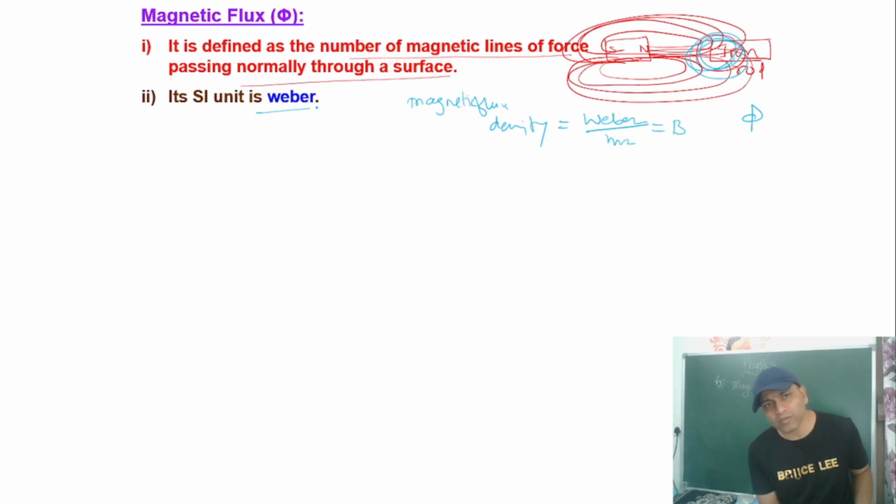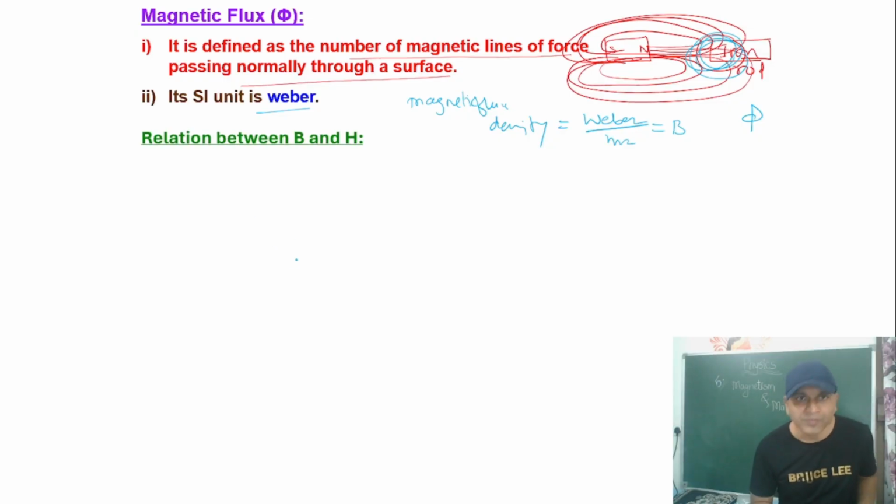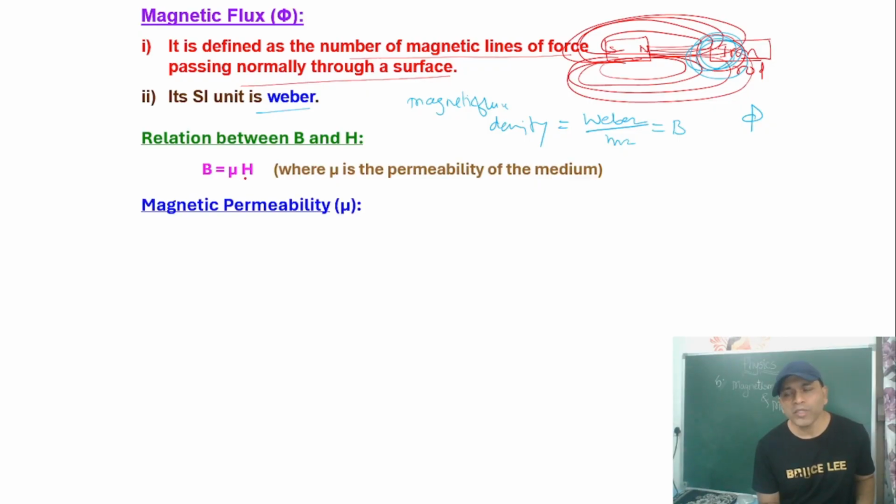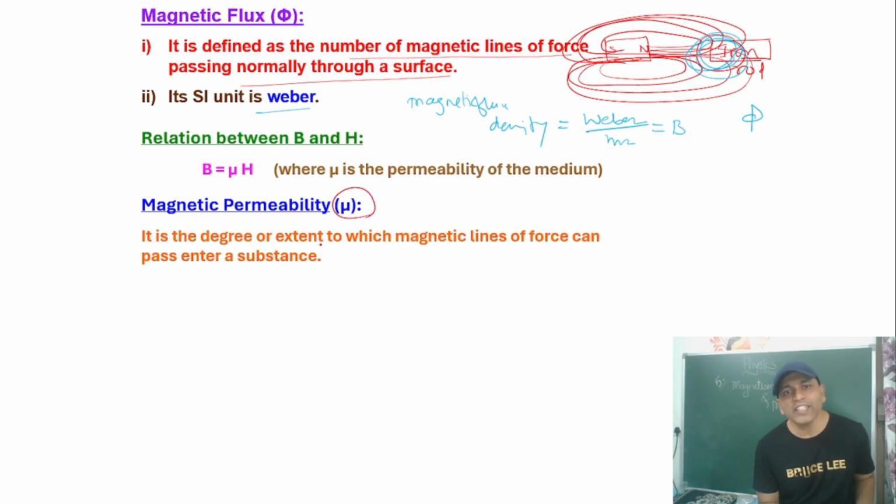Actually they should have mentioned it in reverse, but firstly they mentioned the intensity, then magnetic density, and now magnetic flux. The relation between B and H is B equals mu H. Mu means permeability, the magnetic permeability. Now we get the definition of magnetic permeability: it is the degree or extent to which magnetic lines of force can pass through and enter a substance.